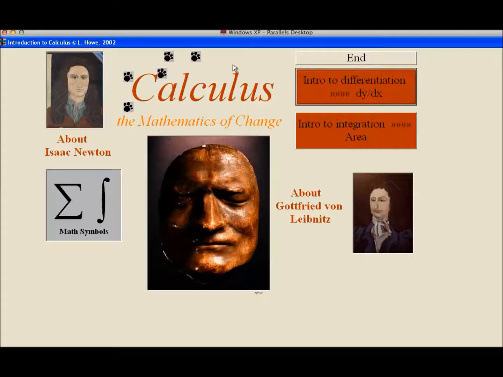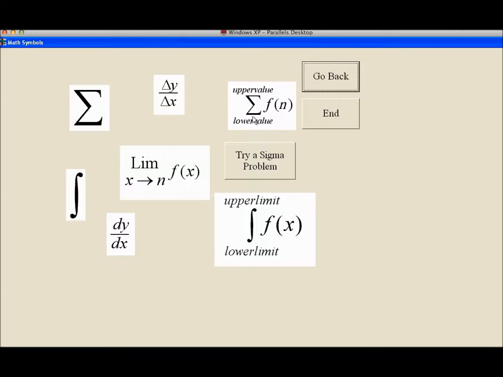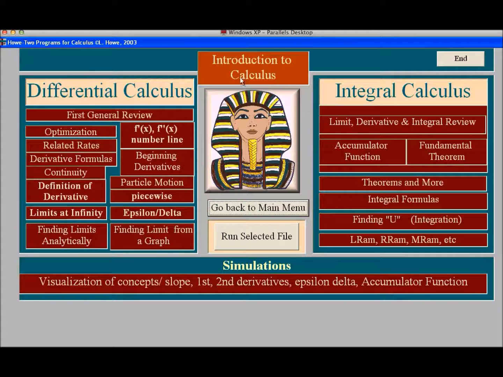And there's the biography of Isaac Newton and biography of Leibniz, and some introduction to some of the symbols to be used in calculus, just to help them with the awkwardness of that. So this is the calculus menu, and we'll come back to it in other movies.